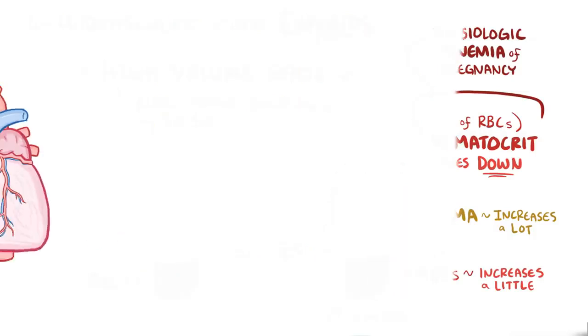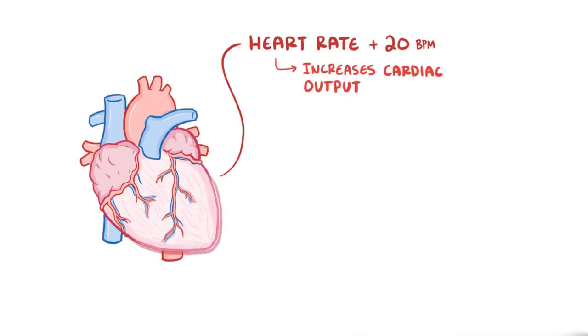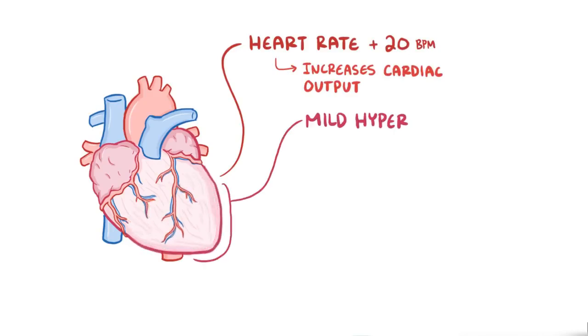Alright, so to push this extra blood around, the heart rate goes up by about 20 beats per minute, so this ends up increasing the cardiac output. In response to the increased workload, there's a mild hypertrophy of the heart, which goes away after the pregnancy.